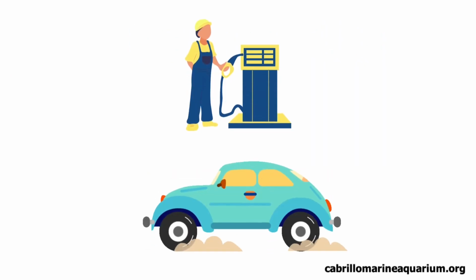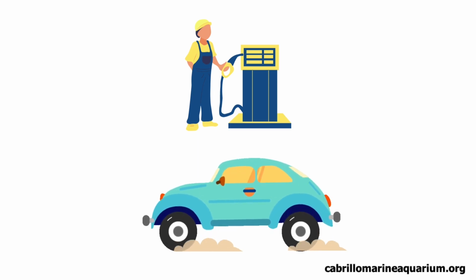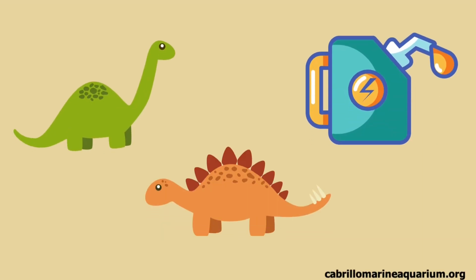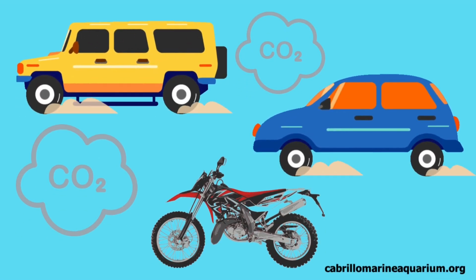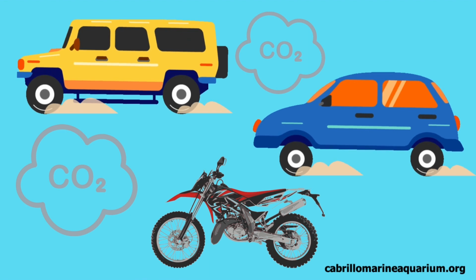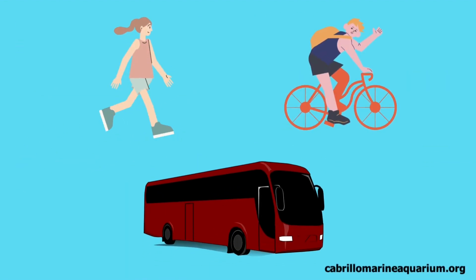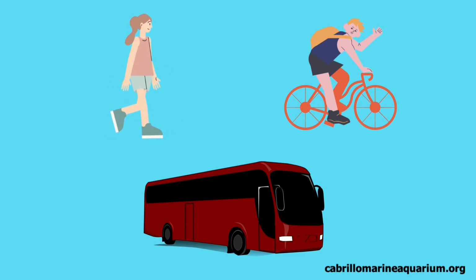Let's talk about transportation next. Most of the vehicles we use to get around are powered by gas, which is considered a fossil fuel. Fossil fuels are a finite natural resource, which means if we continue to use them, they will be depleted. Cars, planes, motorcycles, and other gas-powered vehicles release greenhouse gases. When you need to get somewhere, try to walk, bike, carpool, or take the bus. Less cars on the road means less greenhouse gases in the atmosphere.